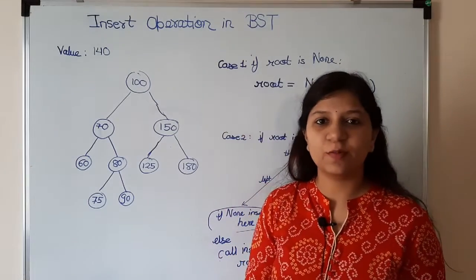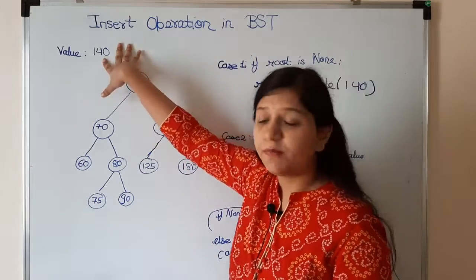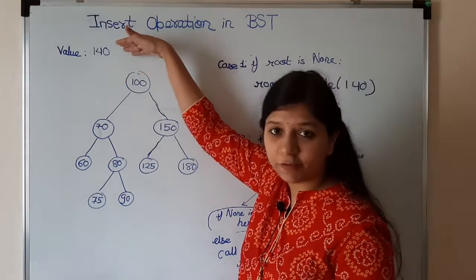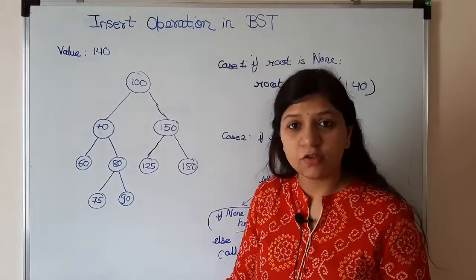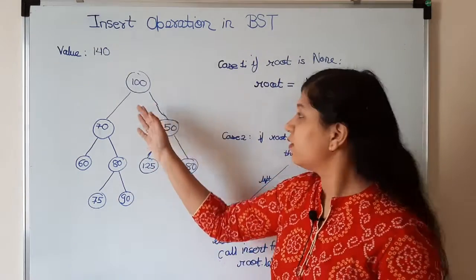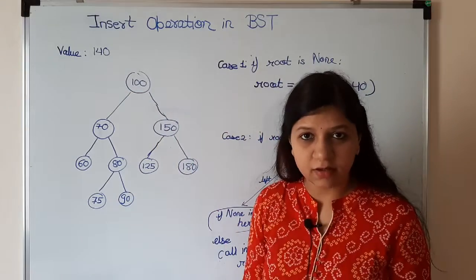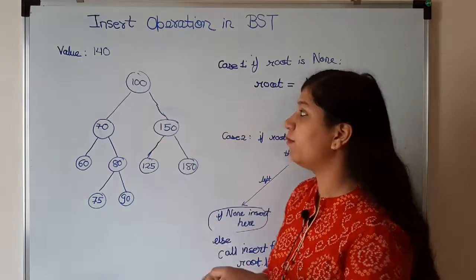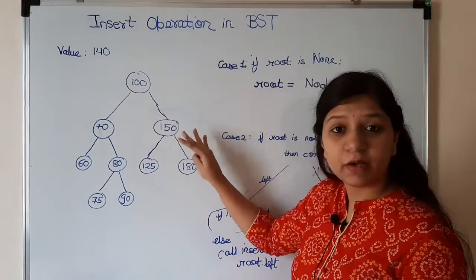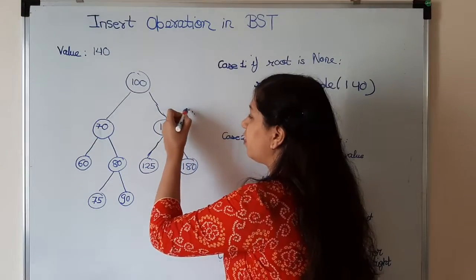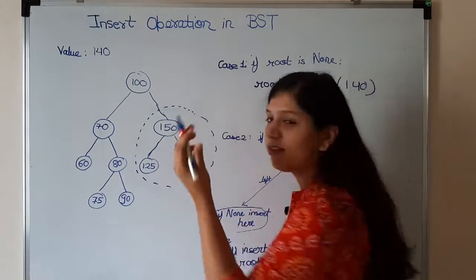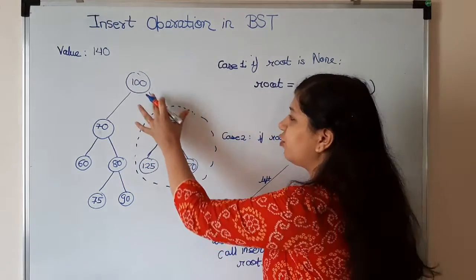Okay friends, let's try to build its logic. Now we have 140 and we want to insert it in this tree. So we'll start with the root and compare 100 and 140. Now 140 is greater, so it should be inserted somewhere in the right subtree. Since 100's right is not empty, okay, if 100's right had been empty, we would have inserted 140 here itself, but it's not empty. So it should go somewhere in the right subtree. You can feel the smell of recursion from here, that we need to move to the right subtree.